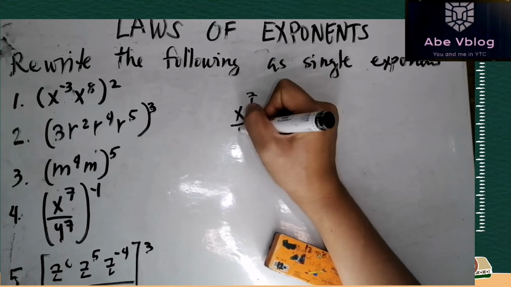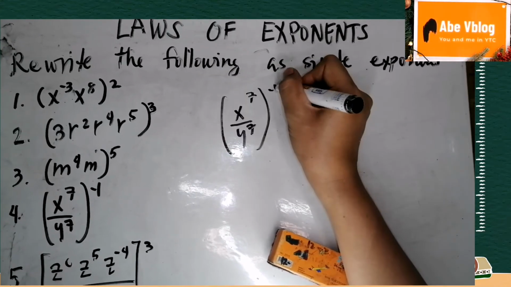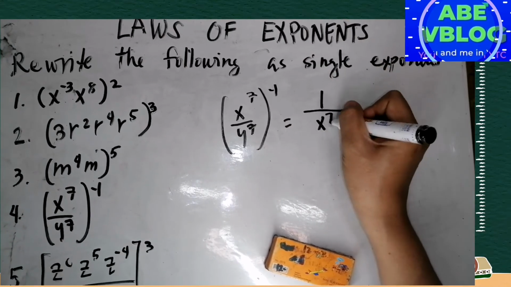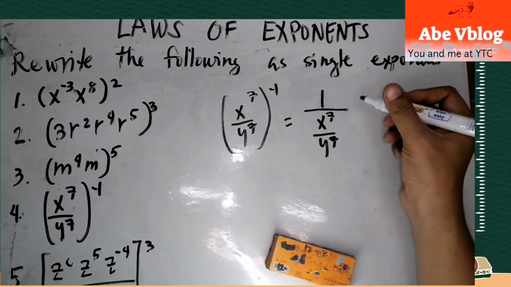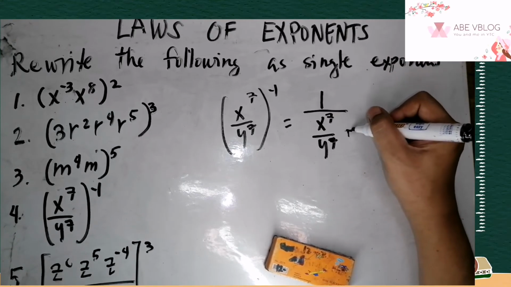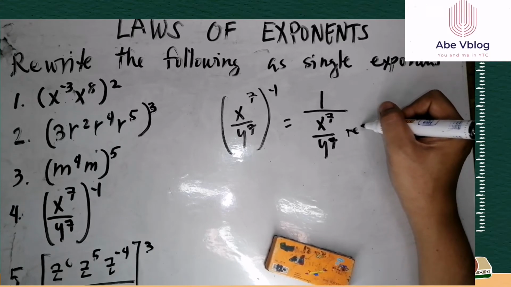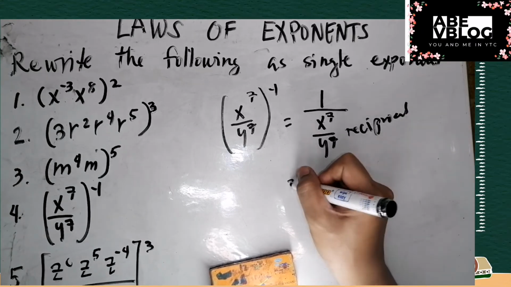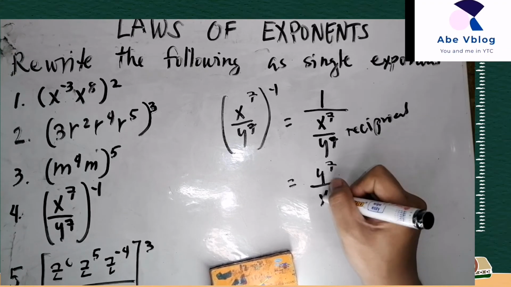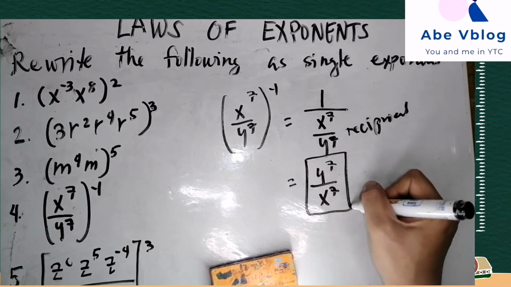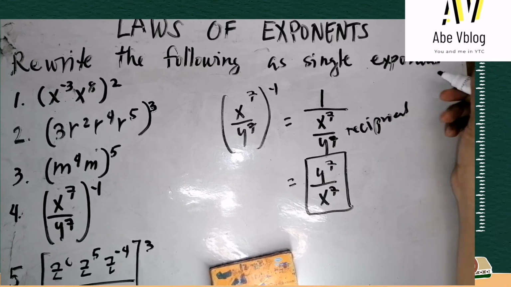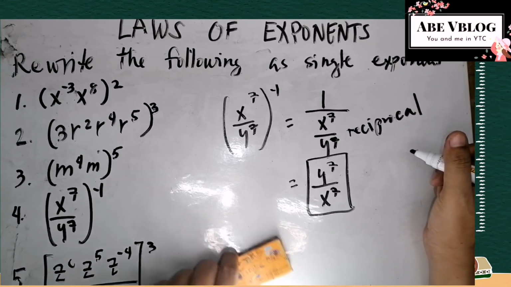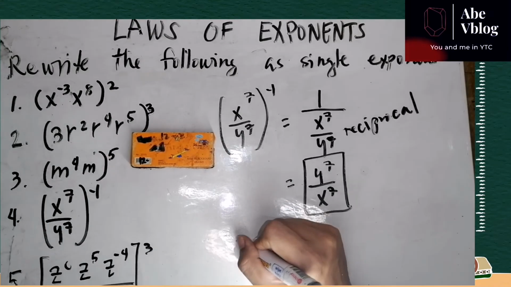So x to the 7th power over y to the 7th power, then negative 1 raised to negative 1. So in this case, we'll be having x to the 7th over y to the 7th. So we get the reciprocal, no? We use the reciprocal here because there's a 1 as numerator. So then we'll be having y to the 7th over x to the 7th. So that's the answer for number 4.